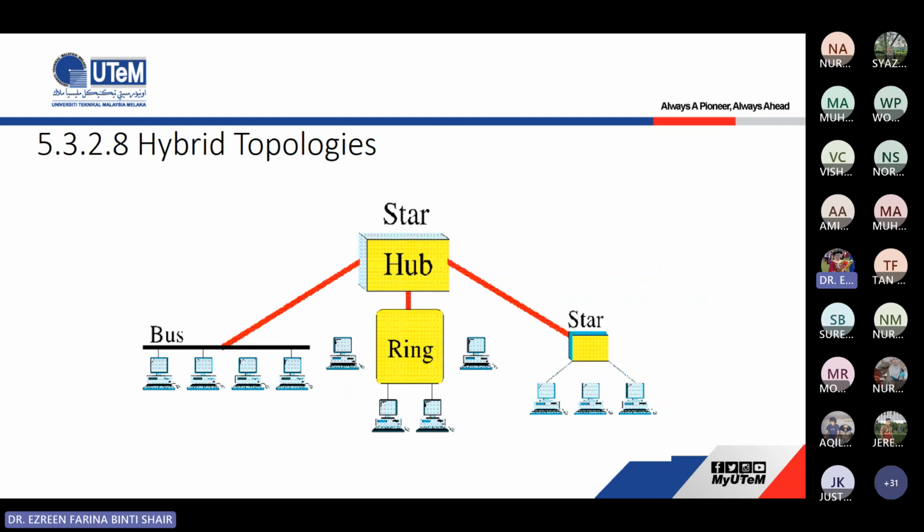If you combine several topologies together, we call it a hybrid topology. For example, over here, we have a single hub connected to the bus topology, ring topology, and also the star topology. And this hub itself we call a star topology. The combination of these topologies we call a hybrid topology.